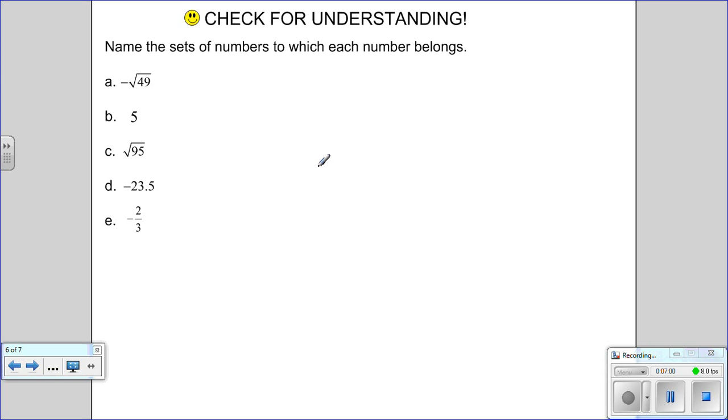I'd like to check for your understanding here. I'm going to have you try these 5 on your own, following the same directions. Name the sets of numbers to which each number belongs. Try it out for these 5 here. You might be able to find some of them in your textbook. And then bring them to class with you tomorrow, and we'll go over the answers so that you can see if you got them right.